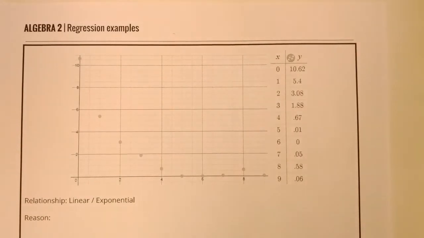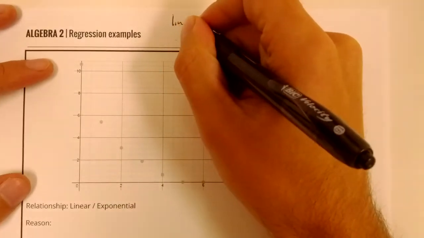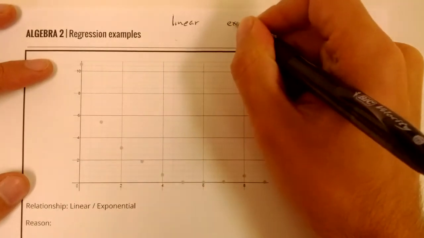Now, regression is a statistical technique for fitting a relationship to a given set of data. In this video we're going to talk about two specific types of regression. That would be linear and exponential.